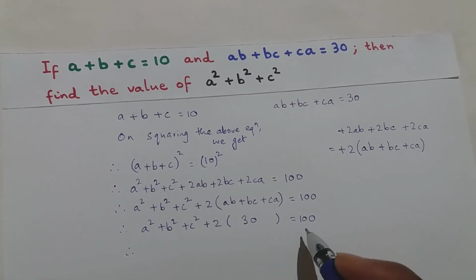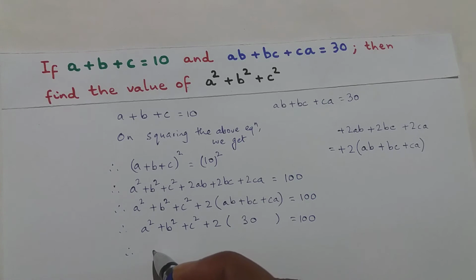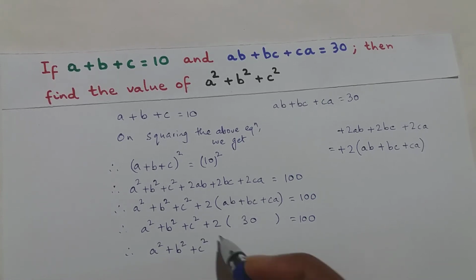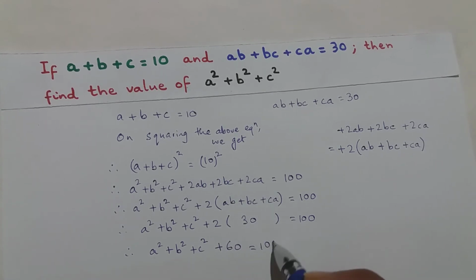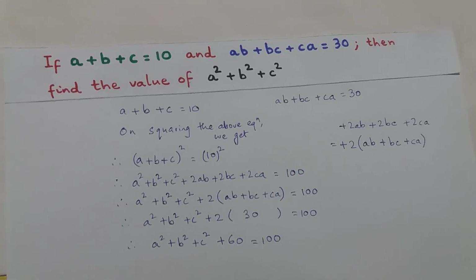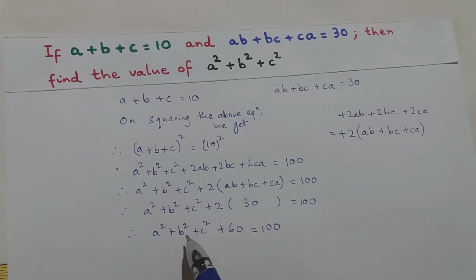Now let us simplify this equation. So it will be a square plus b square plus c square plus 2 into 30, and 2 multiplied to 30 is plus 60. So this is the equation. Now a square plus b square plus c square plus 60 is equal to 100. So from here I can find out what is a square plus b square plus c square.